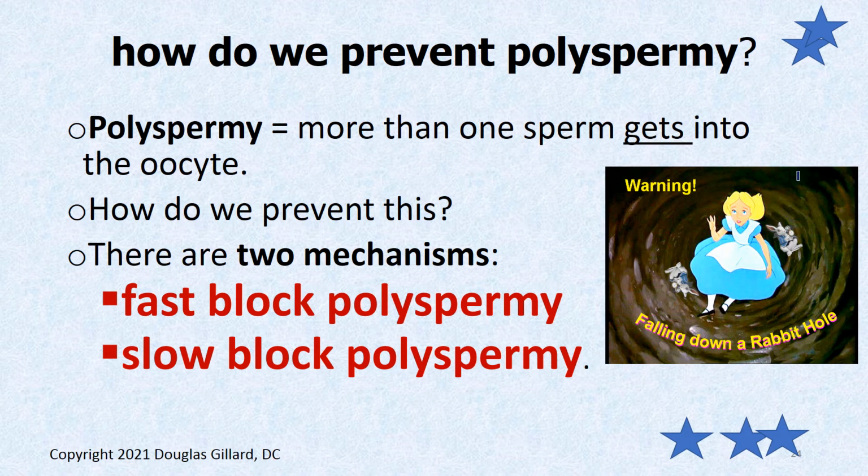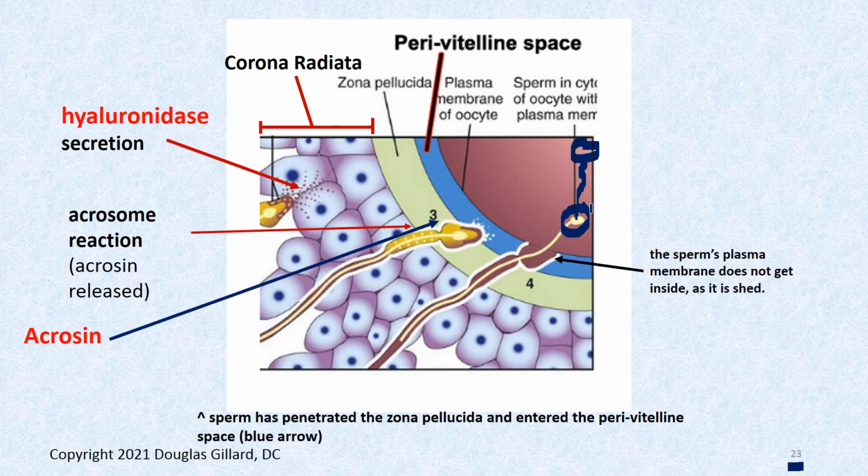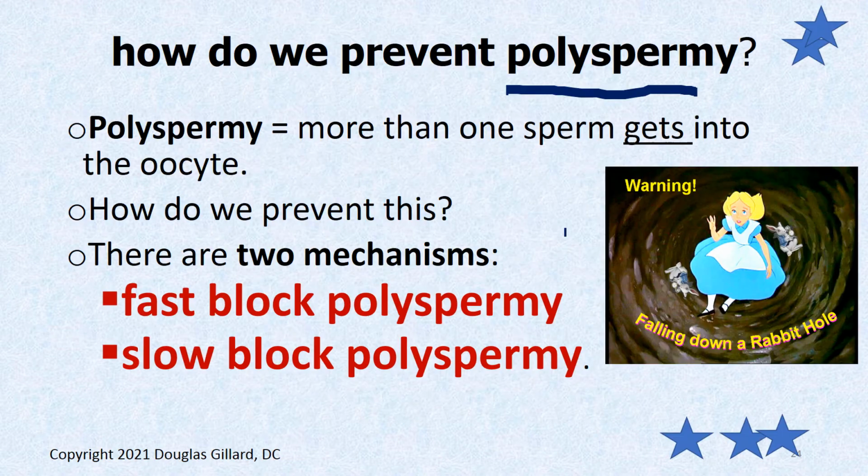So, fall down one of my famous rabbit holes. We should talk about polyspermy at this time. So, how come only one sperm? We have thousands and thousands of sperm trying to get in. How come only one sperm usually gets in? And that's, how do we prevent polyspermy? And that's what we'll talk about right now. There's actually two mechanisms that prevent two sperm from getting in the egg. And there's fast block polyspermy and slow block polyspermy.